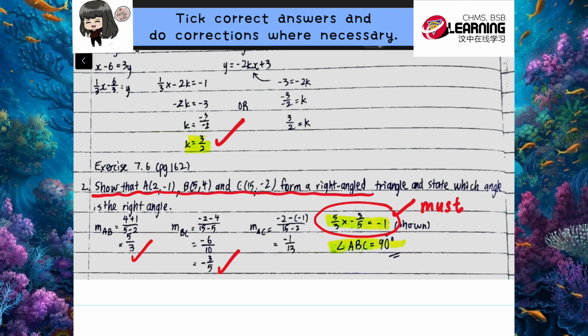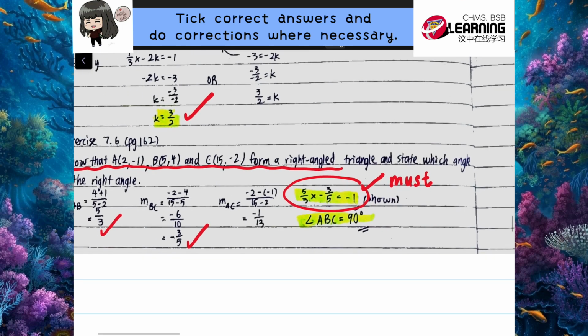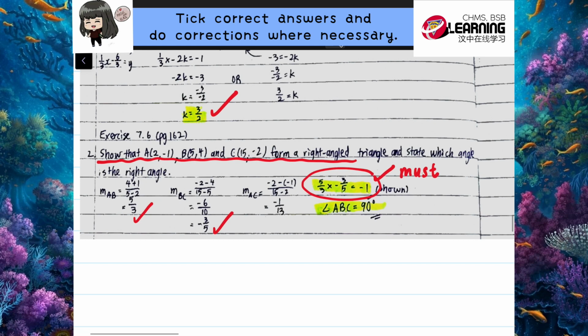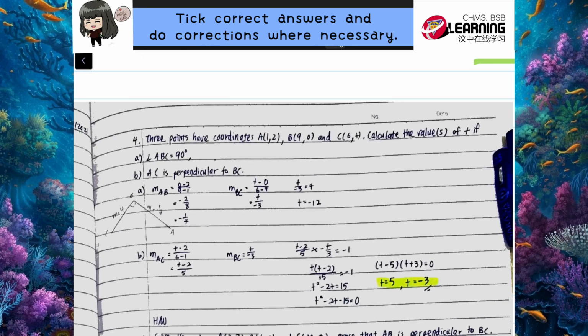You cannot just show me the gradient of AB and gradient of BC, only these two. No, after you get these two gradients, you have to tell me that these two times together is negative 1. Please double check that. And then angle ABC is 90 degrees. That one is also your answer. Please help me to tick.